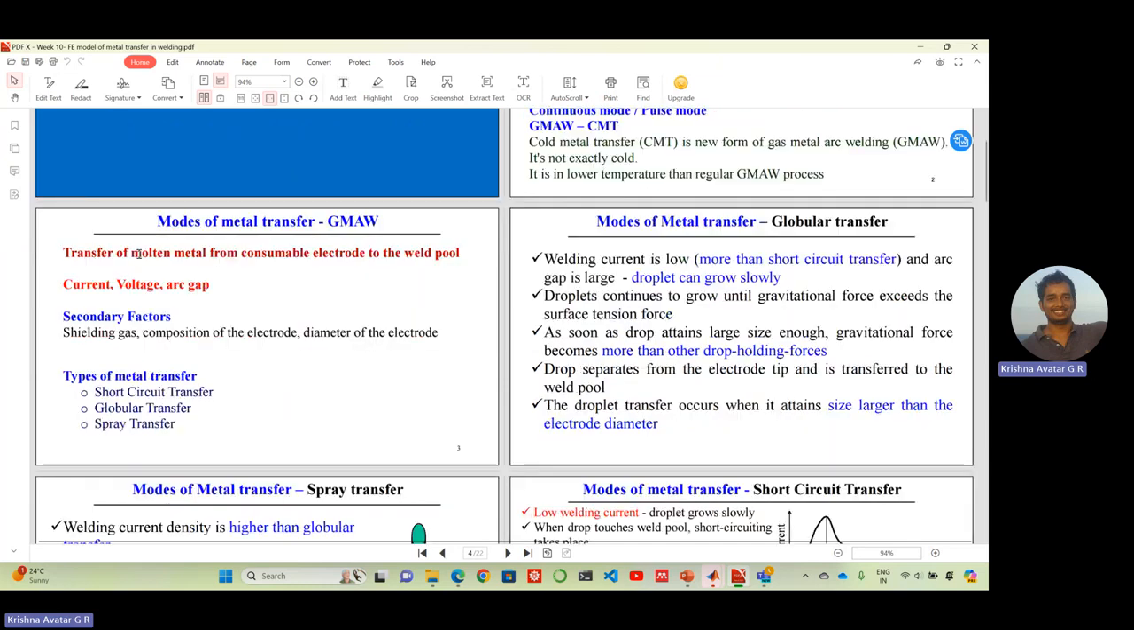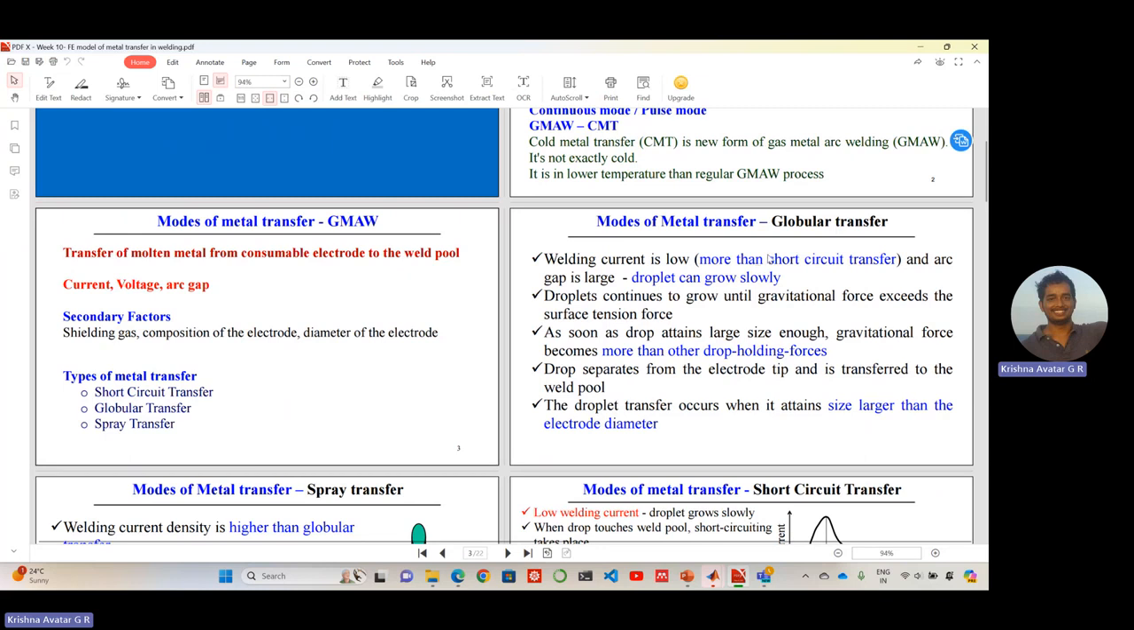In this case, there is transfer of molten metal from the consumable electrode to the weld pool, governed by current, voltage, and gap. Secondary factors are the shielding gas, which is essentially used to stop certain chemical reactions from taking place, the composition of the electrode, and the diameter of the electrode, which also influence metal transfer. Now there are different types of metal transfer. We start with the short circuit transfer, the globular transfer, and spray transfer.